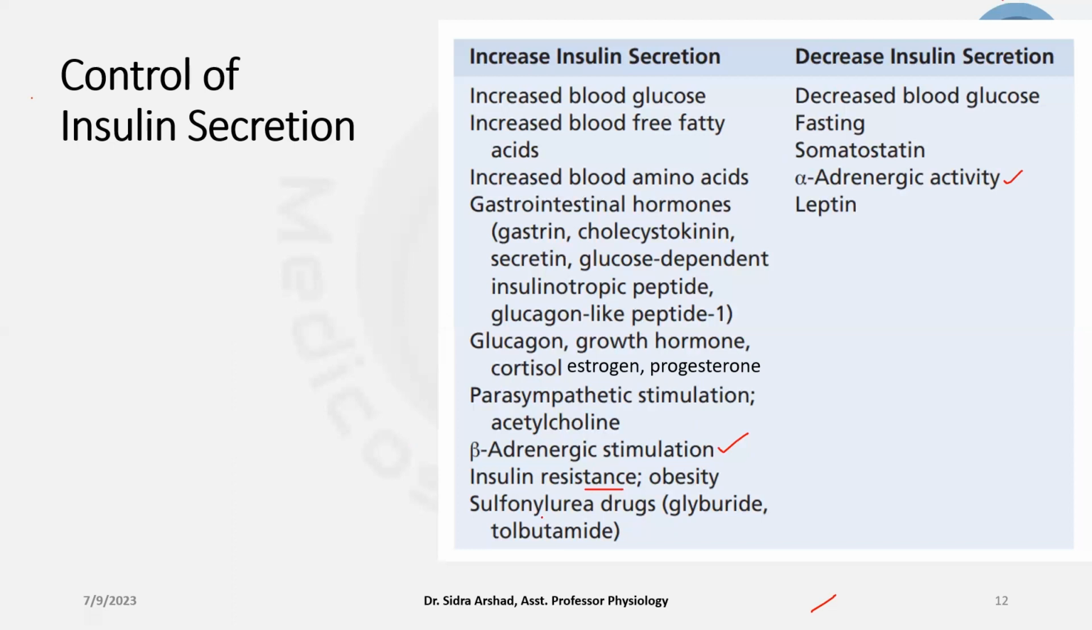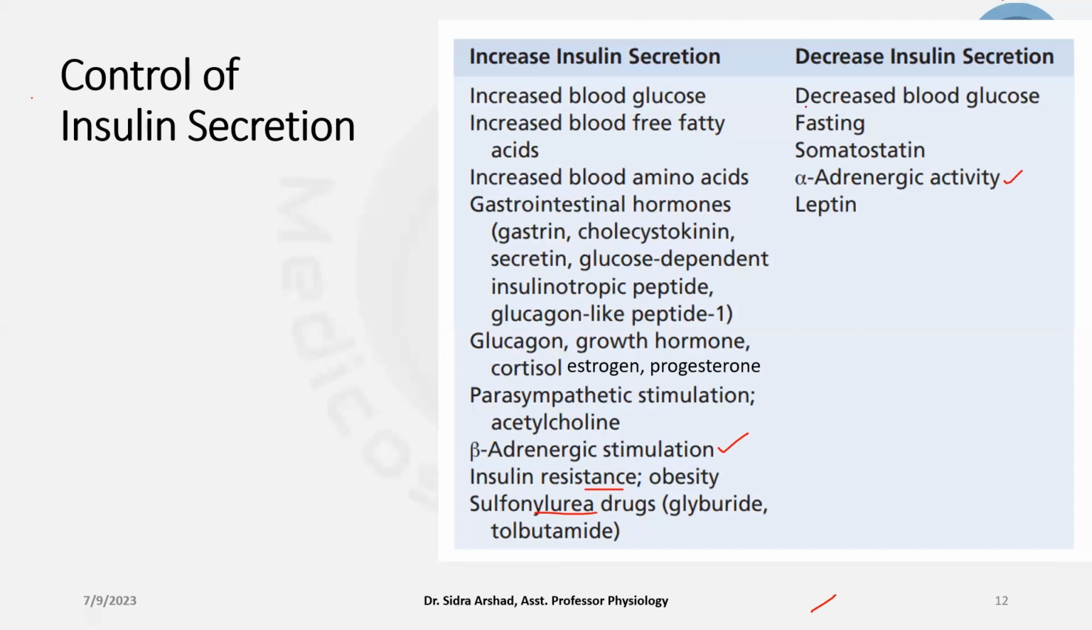Then there are certain drugs, oral hypoglycemic drugs, sulfonylurea, for example. They also stimulate the release of insulin from the pancreas. They inhibit the ATP-sensitive potassium channels. Because of that inhibition, those channels do not open up. The cell is depolarized, which facilitates the release of insulin, as we had seen earlier.